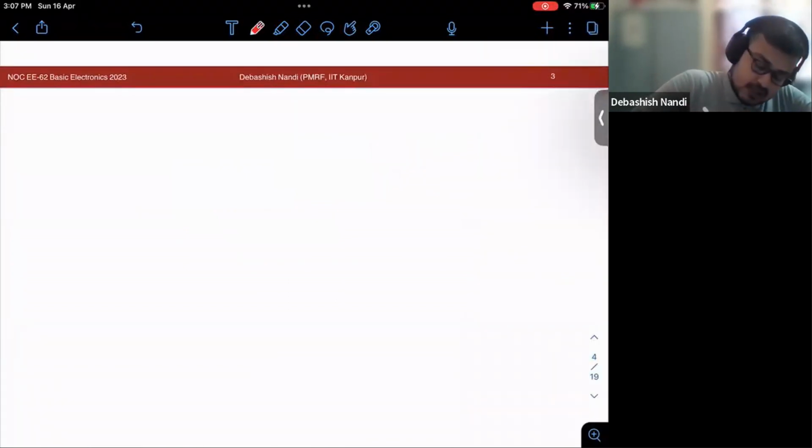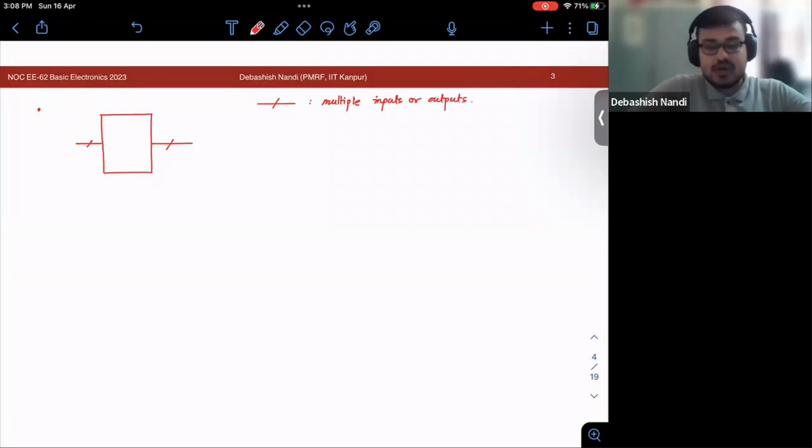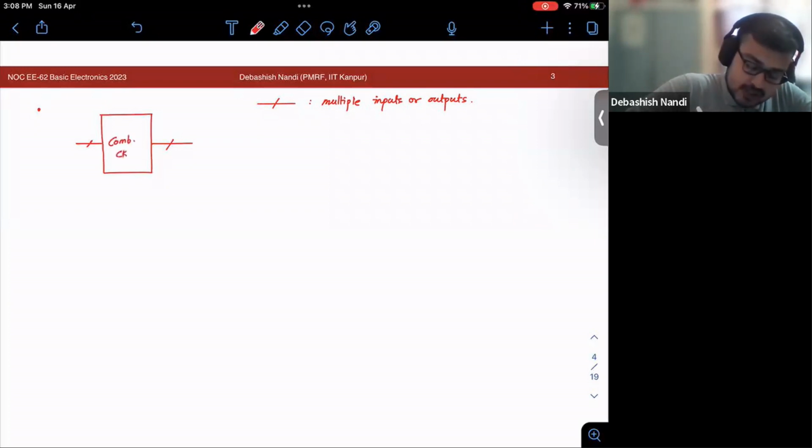Suppose this is your system block. By the way, what are these? These lines signify multiple inputs or outputs. The more convenient way to draw these is with a single line with a slash on top of it. Okay. So your combinational circuits.